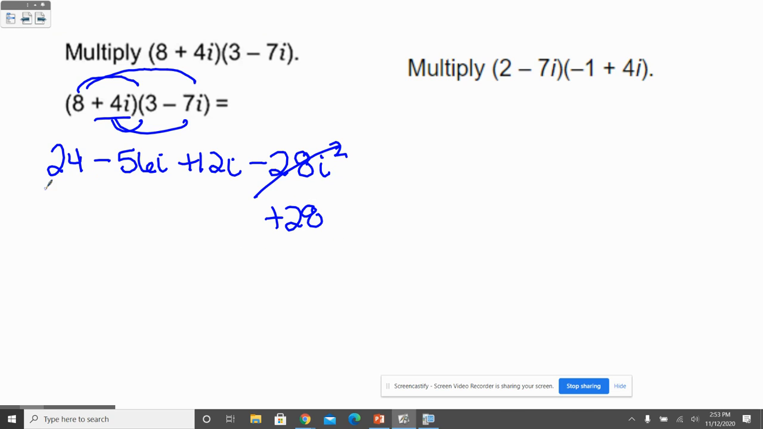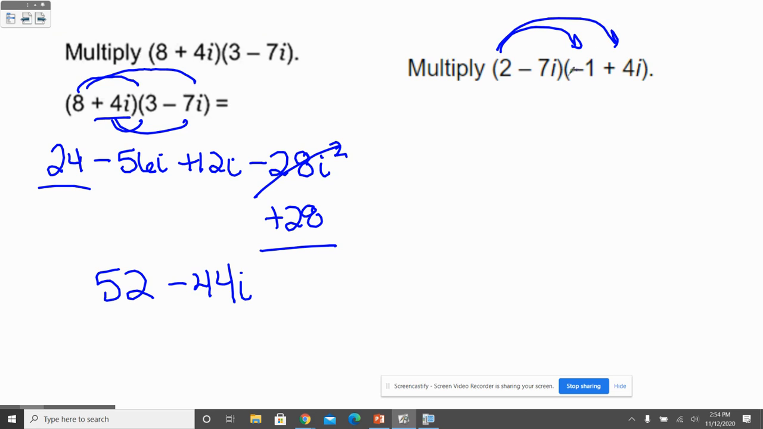Let's do the real parts first. 24 and 28. That gives you 52. And now for the imaginary parts, -56 plus 12. That gives you -44i for the imaginary part. Go ahead and try this one. You can pause it when you get it right.